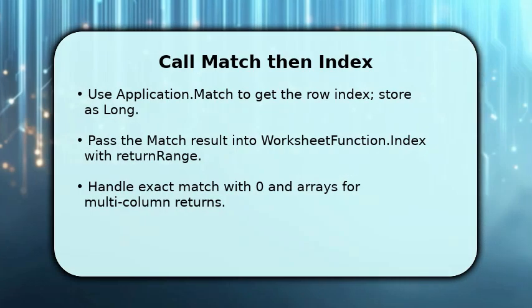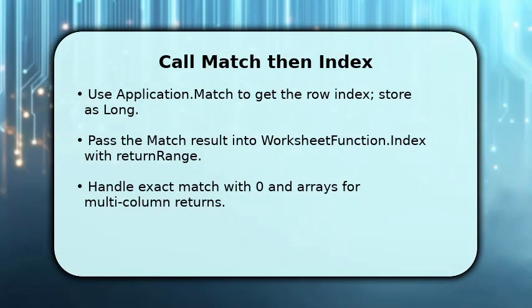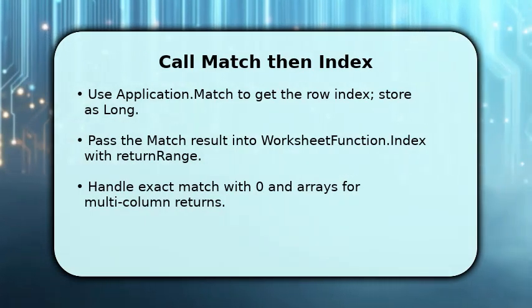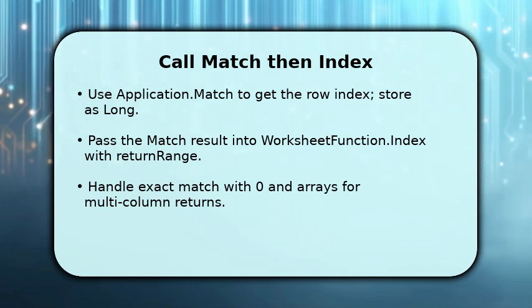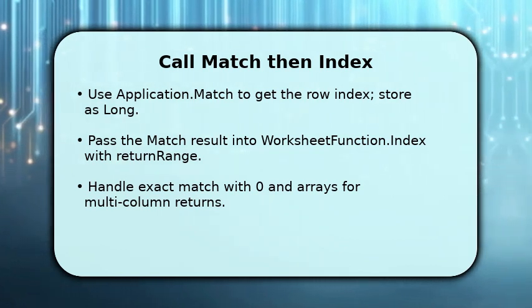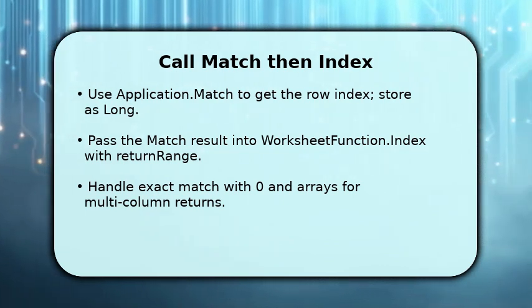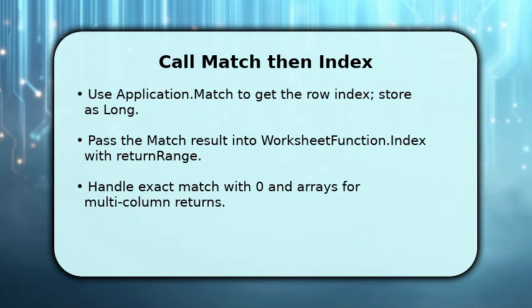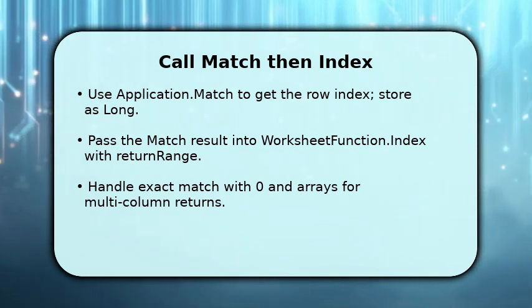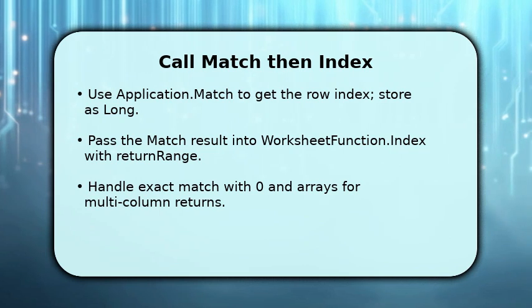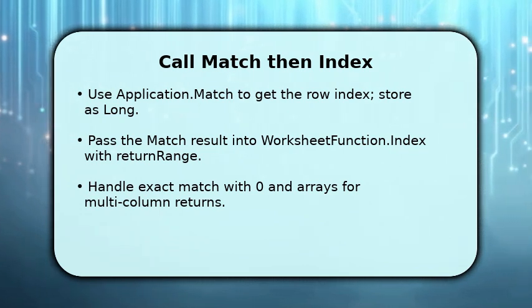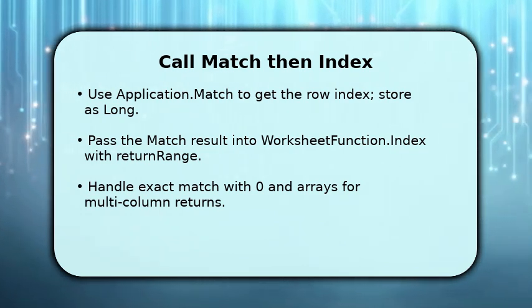core lookup step. Now perform the actual lookup, call Application.Match with the lookup value, lookup range, and 0 for an exact match. Store the result as a Long, then call Application.WorksheetFunction.Index, passing the return range and the match result to retrieve the corresponding value. If the return range has multiple columns, supply the column number or use a two-dimensional index call.